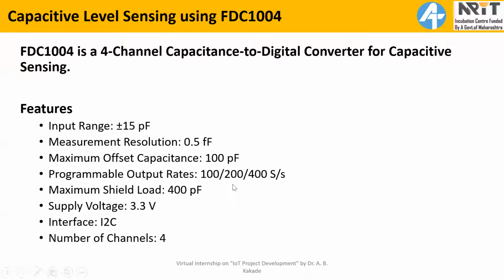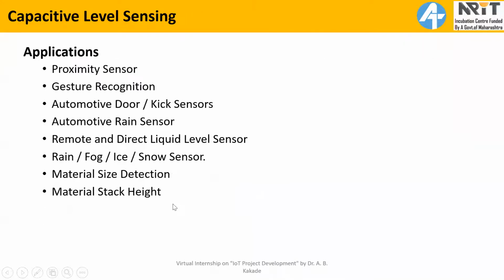So in this IC there are 3 options given. You may have 100 conversions per second, 200 conversions per second, or 400 conversions per second. So according to requirement, you can select any speed for conversion. Maximum shielding load is up to 400 picofarad. It operates on 3.3 volt. Interface is I2C, and there are 4 channels.